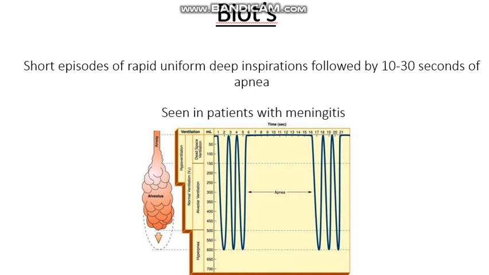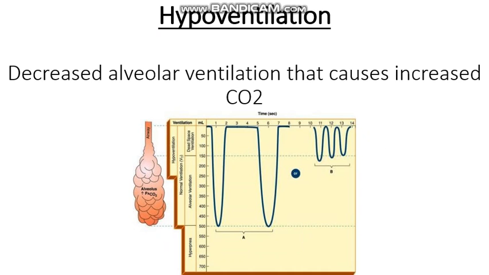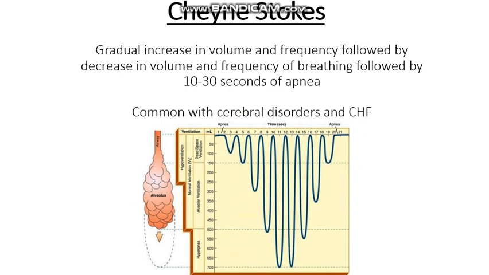5 abnormal breathing patterns are Biot's, which is short episodes of rapid uniform deep inspirations followed by 10-30 seconds of apnea, and seen in patients with meningitis. Hyperventilation, which is increased alveolar ventilation that causes a decrease in CO2. Hypoventilation, which is decreased alveolar ventilation that causes increased CO2.